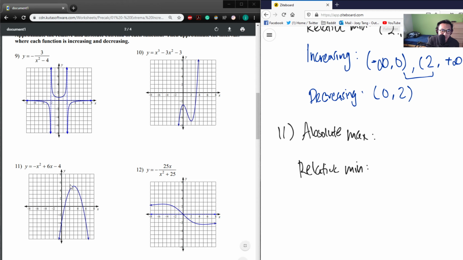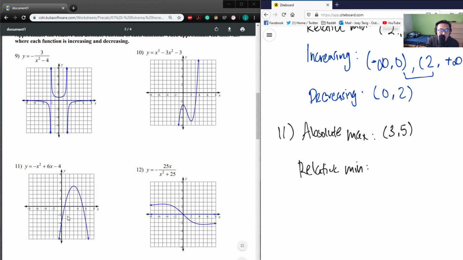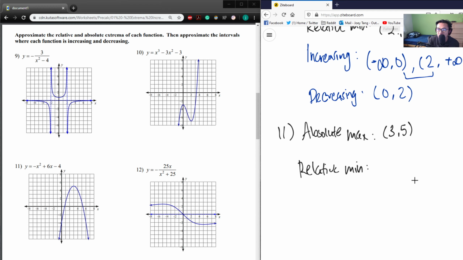And my absolute max in this case, this here is a period of increasing to decreasing, right? So I have the maximum here. This is (3, 5), my absolute maximum in this case. And then do I have a relative minimum? Let's check. I don't actually have a relative minimum in this case. This is a period of increasing and a period of decreasing. There's no relative minimum, so I'm going to say none. And if I don't have a relative minimum, I definitely don't have an absolute minimum either. So this is none.